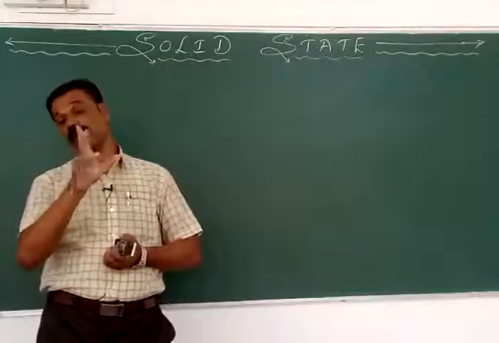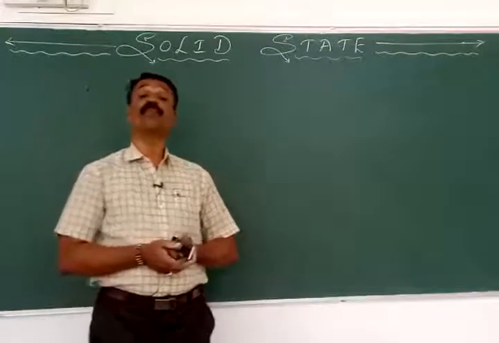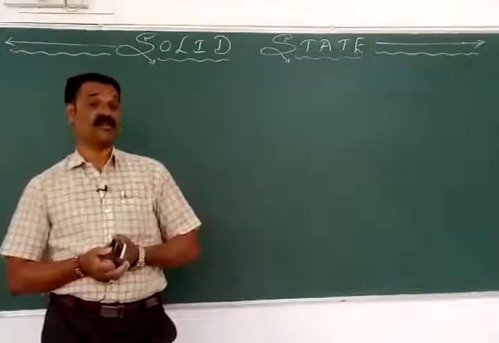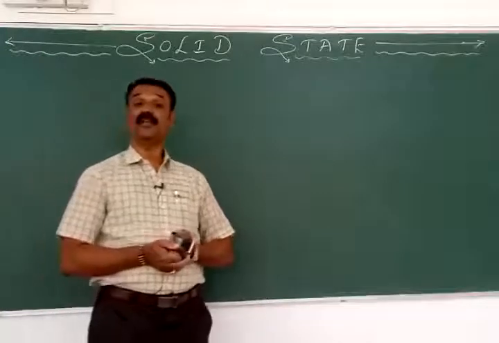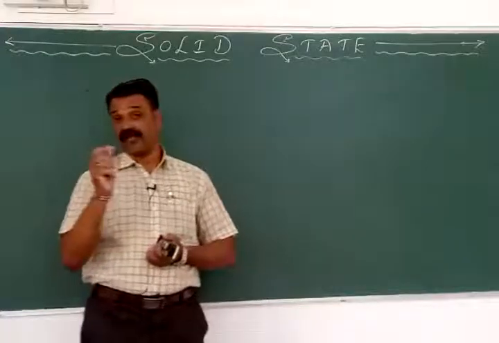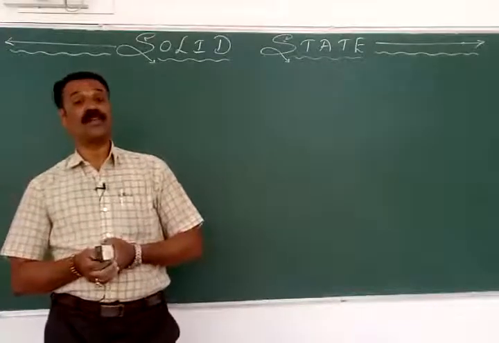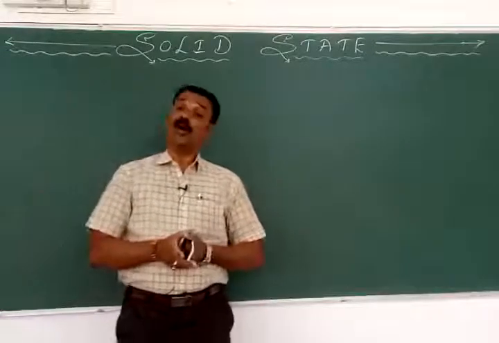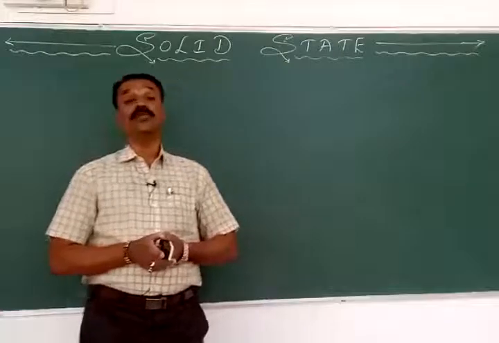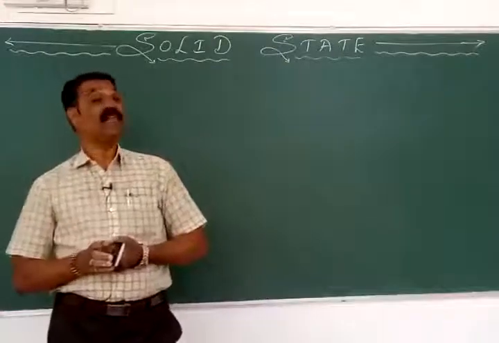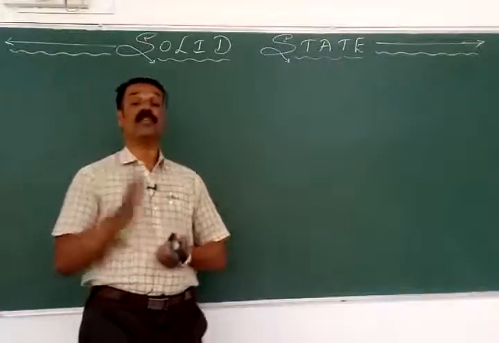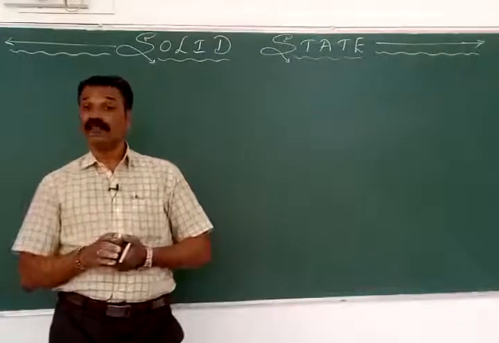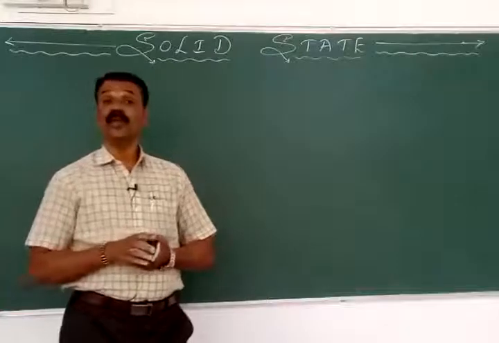In all the cases we have one general formula. What is that? NB plus NF by 2 plus NC by 8. NB is the number of body-centered particles. NF refers to the number of face-centered particles, and NC refers to the number of corner particles. Usually we neglect one term, that is NE by 4, because NE is the number of edge-centered particles, and its contribution is 1 by 4.